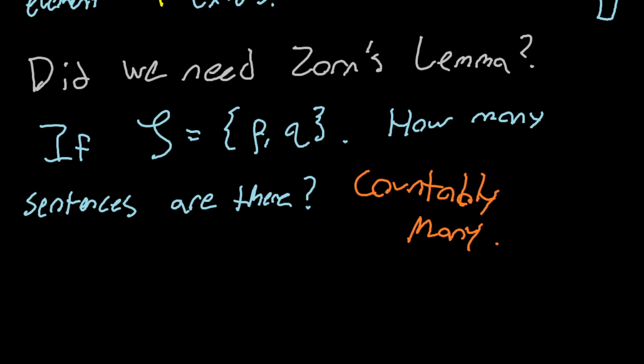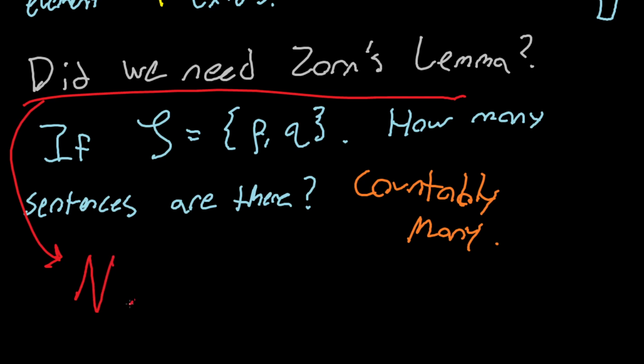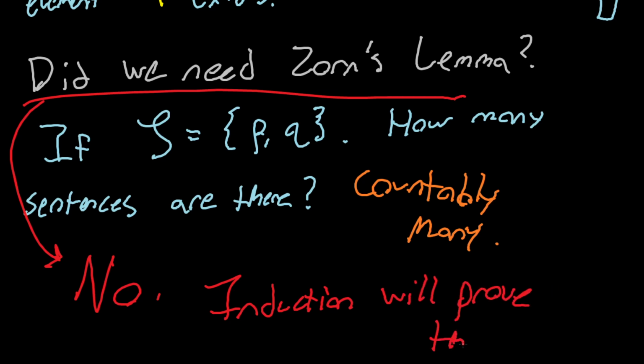In this situation, the answer to this question is no. If there's only countably many sentences, we don't need Zorn's lemma at all. In fact, induction will prove this. And that's why the proof I gave is maybe not theoretically the best one, simply because it relies on Zorn's lemma when in many cases you don't need Zorn's lemma. You just need induction.